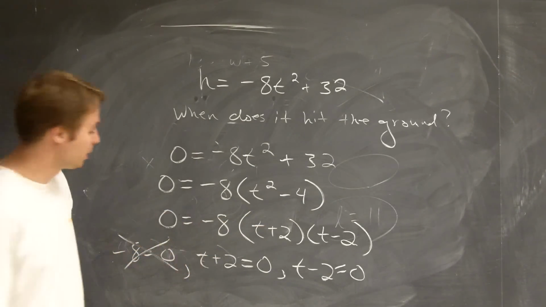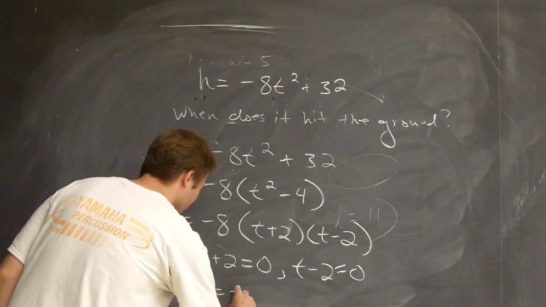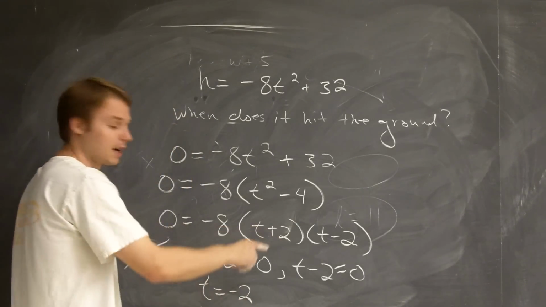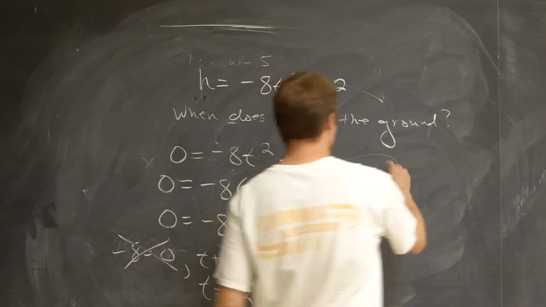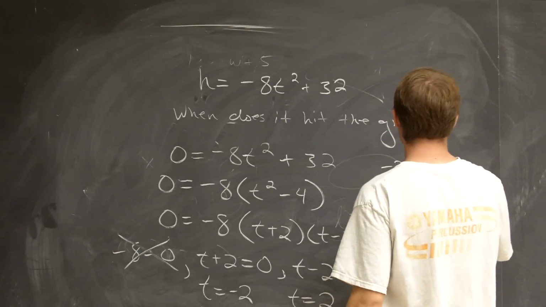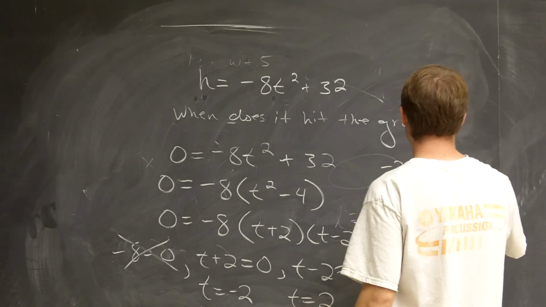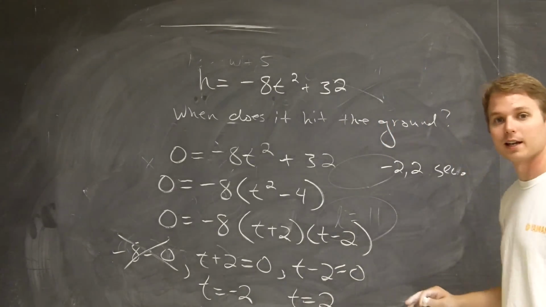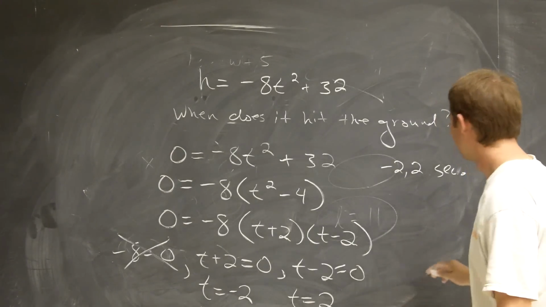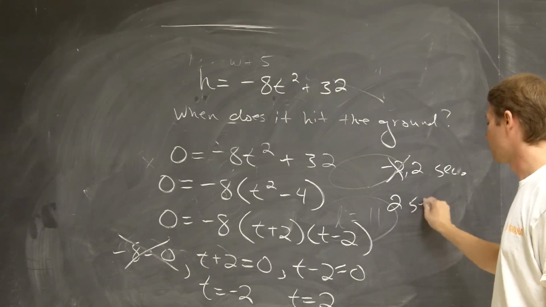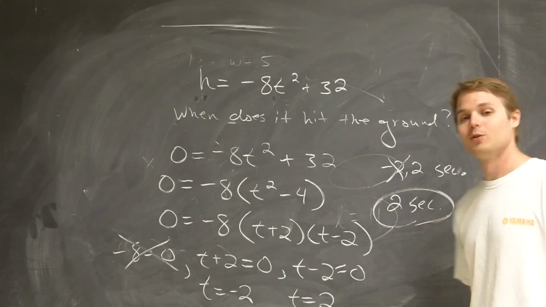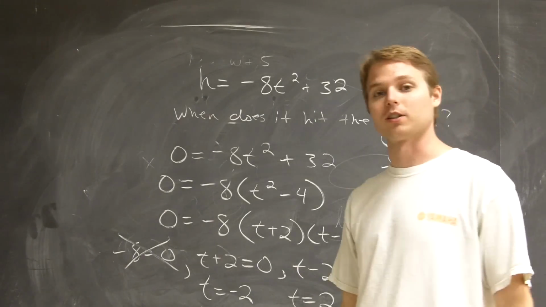However, here, t plus 2 equals 0. That means that t equals negative 2. And then t minus 2 equals 0. That means that t equals 2. So my answers are negative 2 and positive 2 seconds. Now, of course, again, this is an answer that doesn't necessarily make sense in the real world because we can't have negative 2 seconds. So I'll just say that 2 seconds is the only answer that we actually care about.